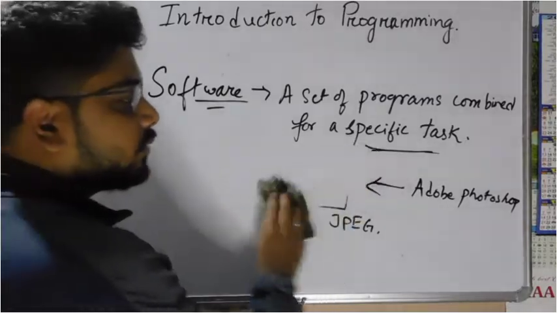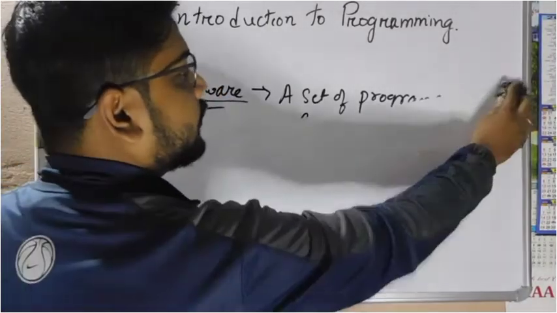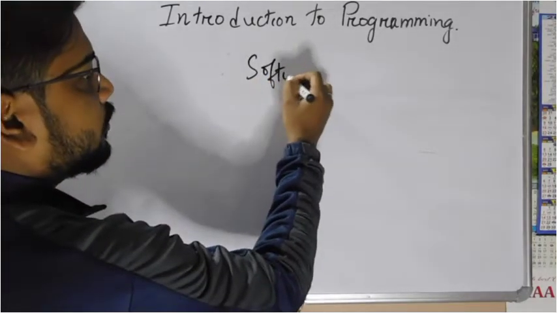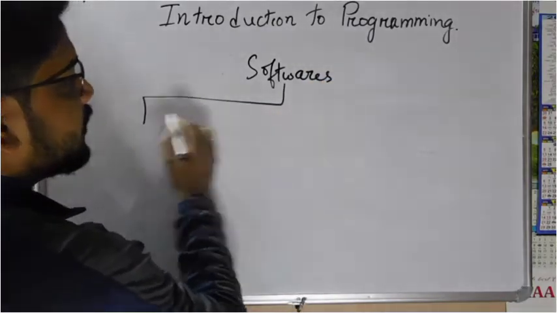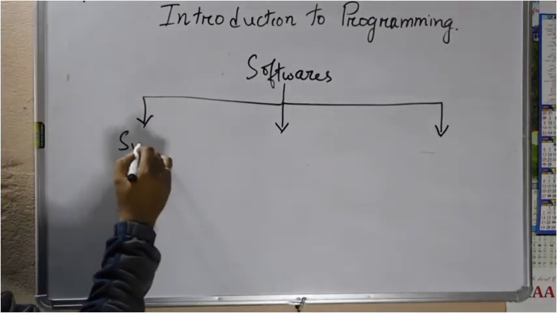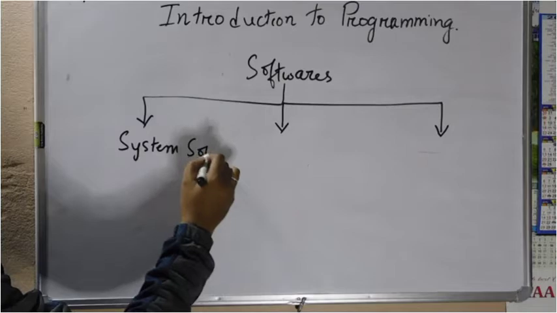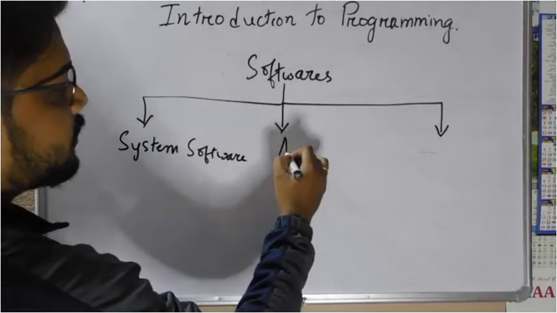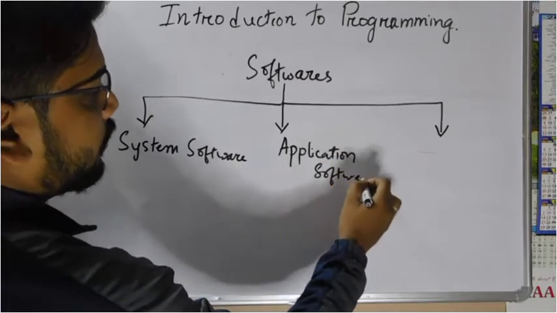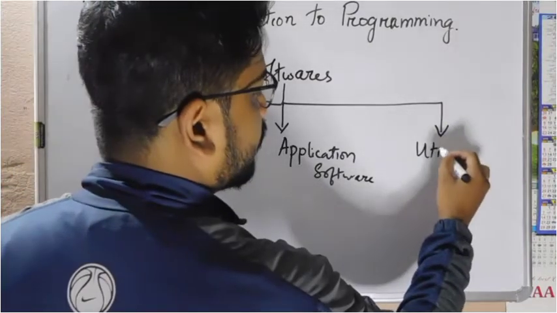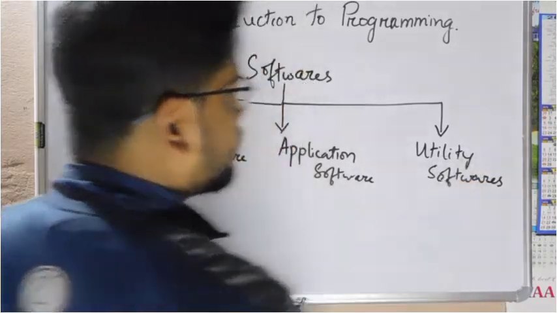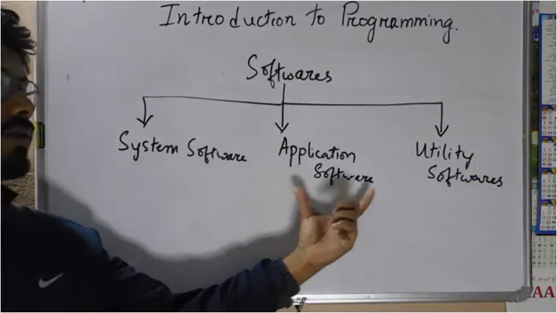Now let us go into the different kinds of softwares that we have. If you briefly look at the classification of softwares, softwares are basically classified into three types. The first is system software, the second is application software, then comes utility softwares. These are the three categories of softwares that we have.